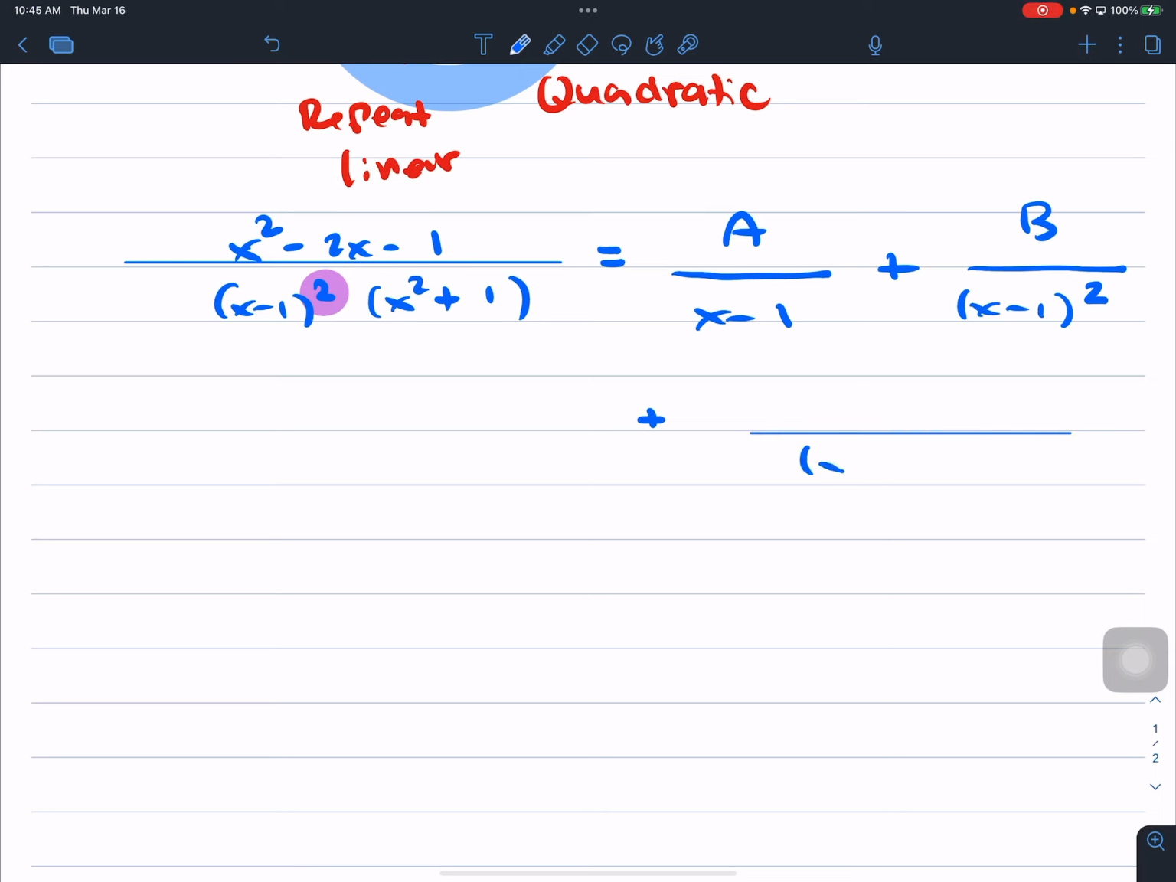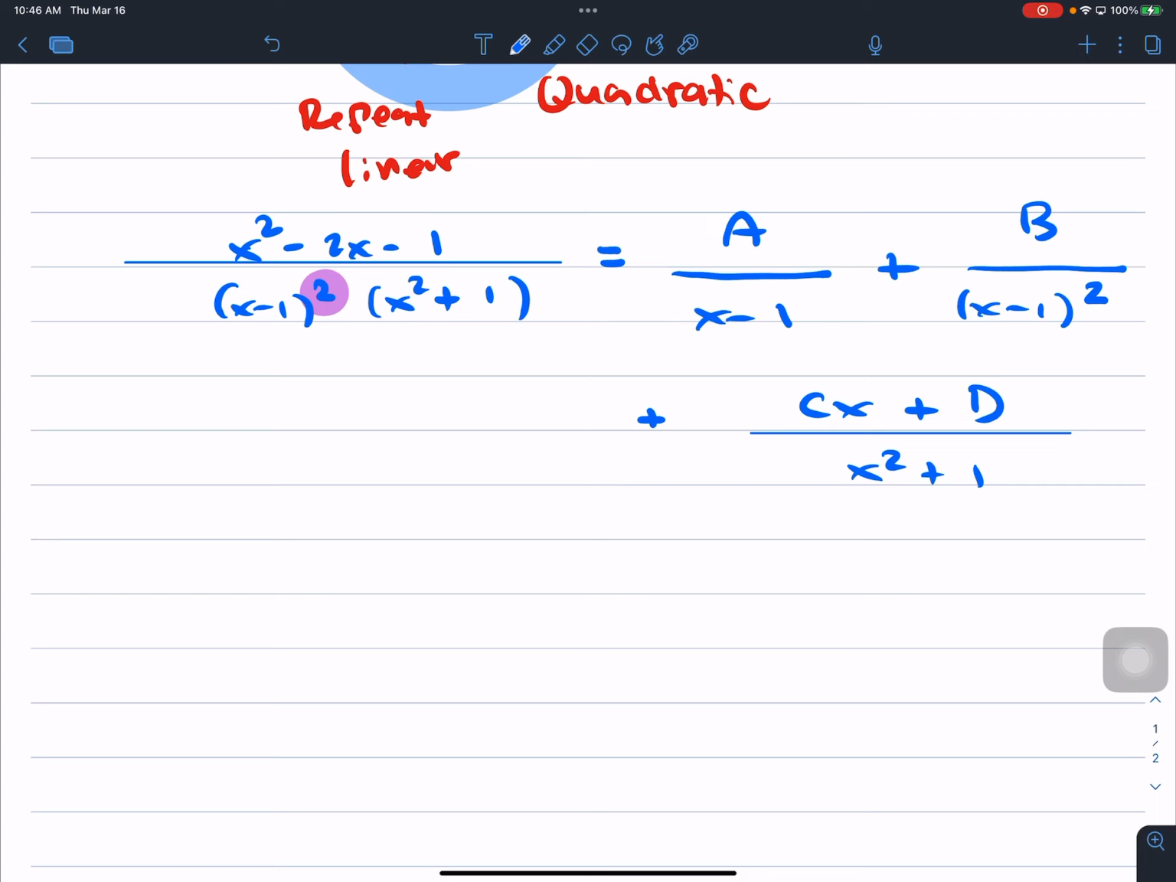Plus, what's this? This is the quadratic factor now. And that quadratic is not repeat, is it? Do you guys agree that's not repeat? Okay, it's not repeat. So what do you do then? The prior power for that quadratic being 1, you want to use Cx plus what? D. Remember that? For a quadratic, the numerator is a linear term.